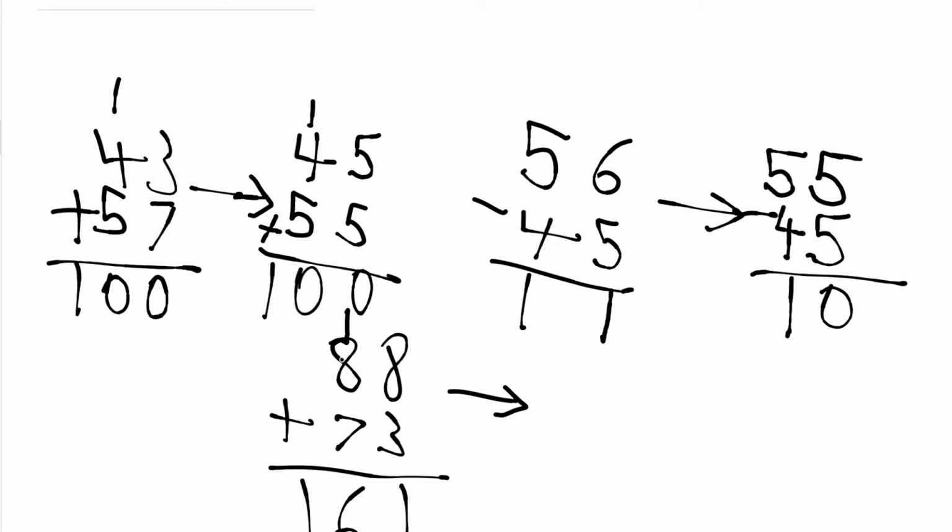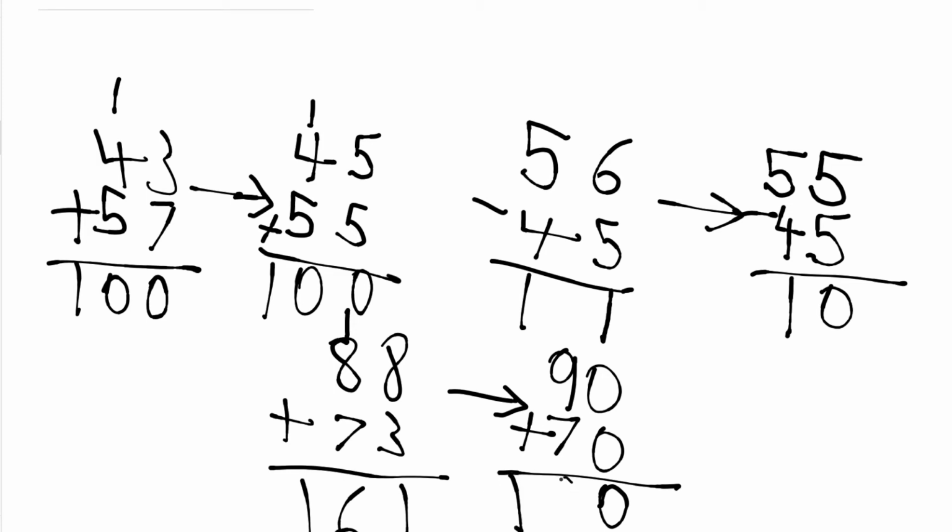So the closest number to 88 is 90. So we'll put 90 right here. Plus, the closest number to 73 is 70. So this, that, and 0. So 0 plus 0 is 0. And 9 plus 7 is 16. So the answer is 160. And of course, it is really close to 161.